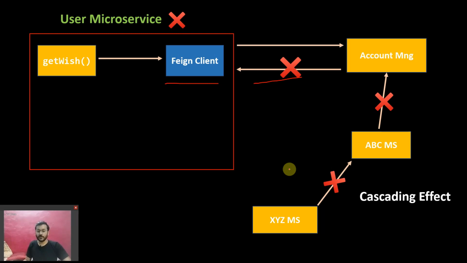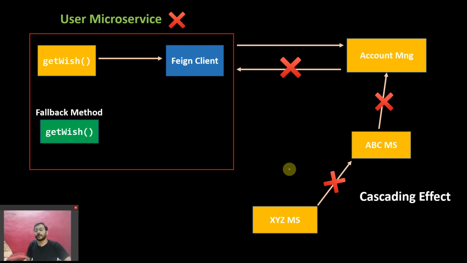Okay, so suppose now it is this, we have one getWish method. Okay, that is a duplicate, or you can say mock or something, but this is a fallback method. What is a fallback method? Just wait for 2 seconds. Yeah, this is the complete architecture.